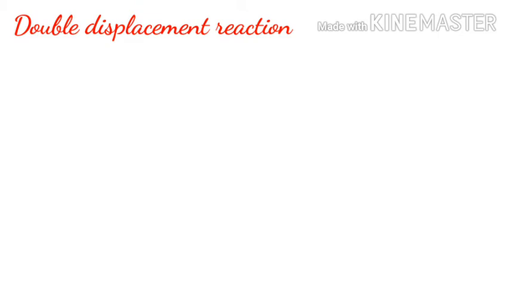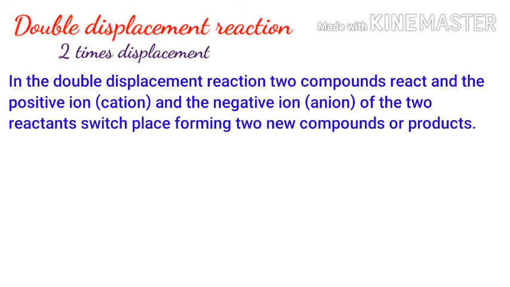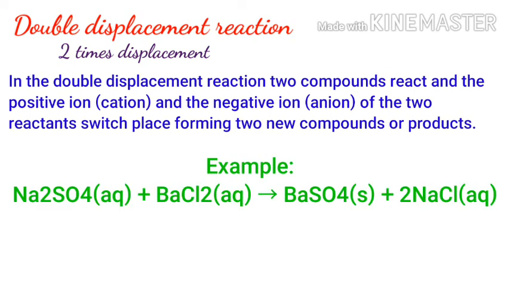Remember, double displacement means 2 times displacement. So in this definition we will learn, in the double displacement reaction, two compounds react and the positive ion, that is the cation, and the anion or the negative ion of the two compounds or reactants switch place, forming two new compounds or products. With the help of an example we will learn.